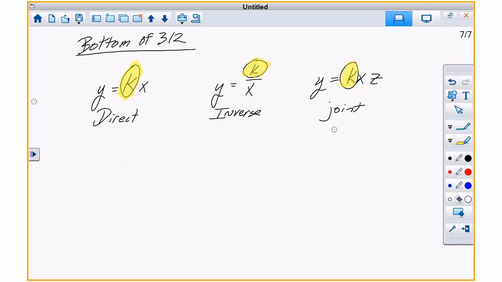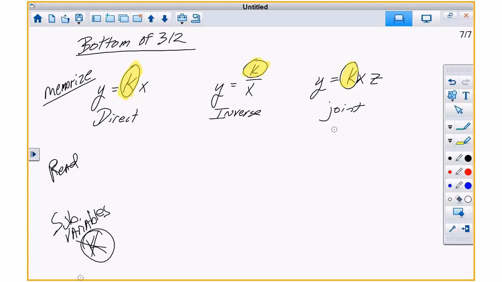you memorize these 3. This is the way it goes. You memorize those 3, you read the word problem, and then you substitute in the variables. Now when you substitute those variables in, everything's going to change except for what? K stays K. It does not change.